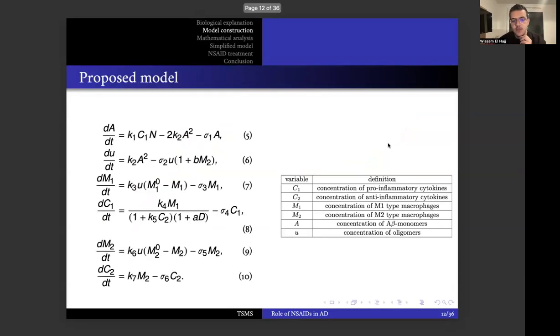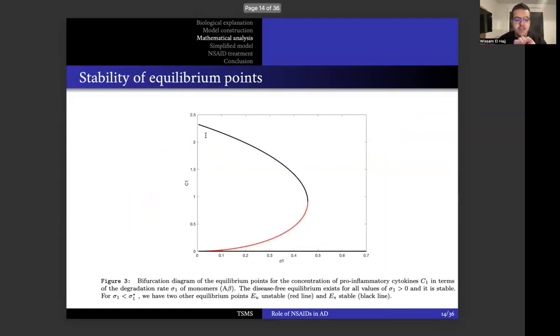What I'm gonna do is fix all parameters except one parameter, sigma 1. I will take sigma 1 and change its value, and when I change the value, I will check how many equilibrium points I have. If the death rate of monomers is high, meaning monomers will die a lot, I only have the existence of 1 point.